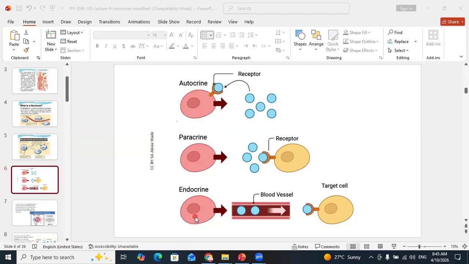But there is something very common that we need to understand. Every cell which is acting as a target cell will have specific shape receptors which can bind to the hormone.